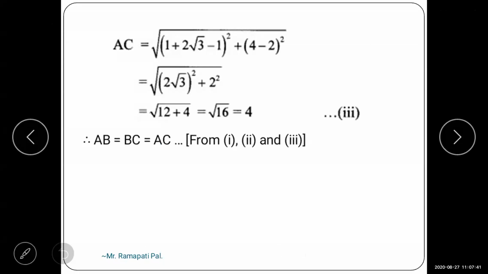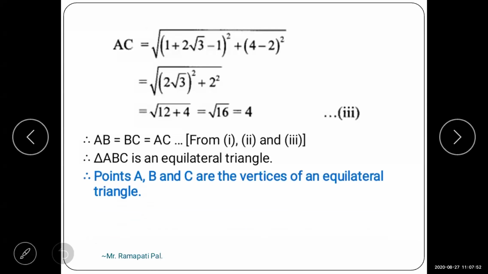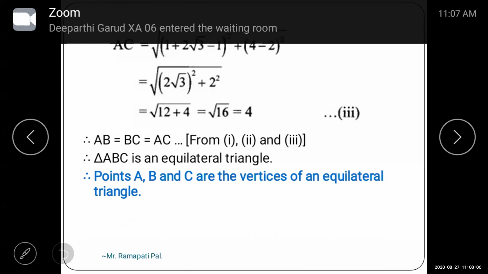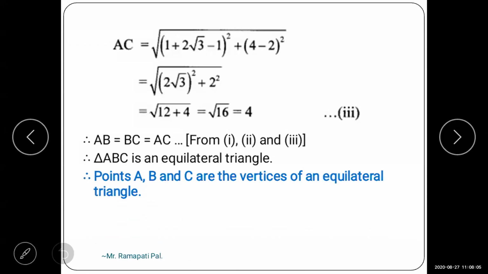Yes. Therefore, triangle ABC is an equilateral triangle. Once the triangle is equilateral, we can say points A, B and C are the vertices of an equilateral triangle. Correct? Yes or no? Okay, very good. I think everyone understood up to here.